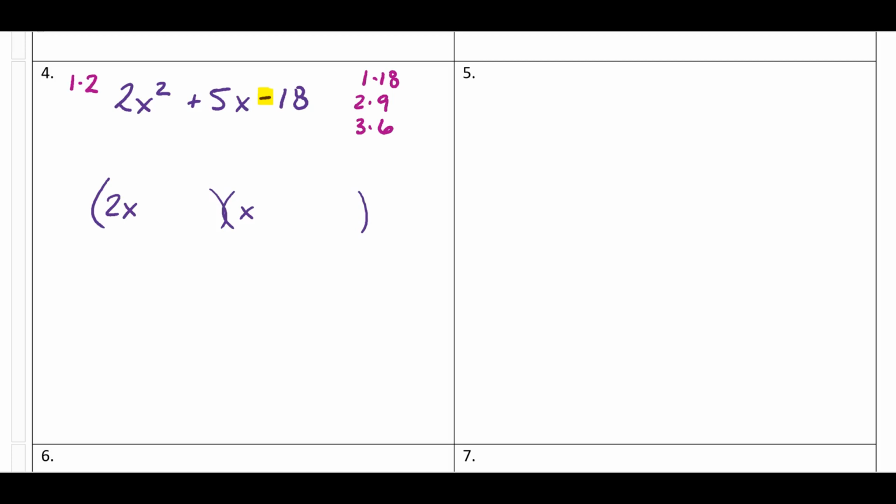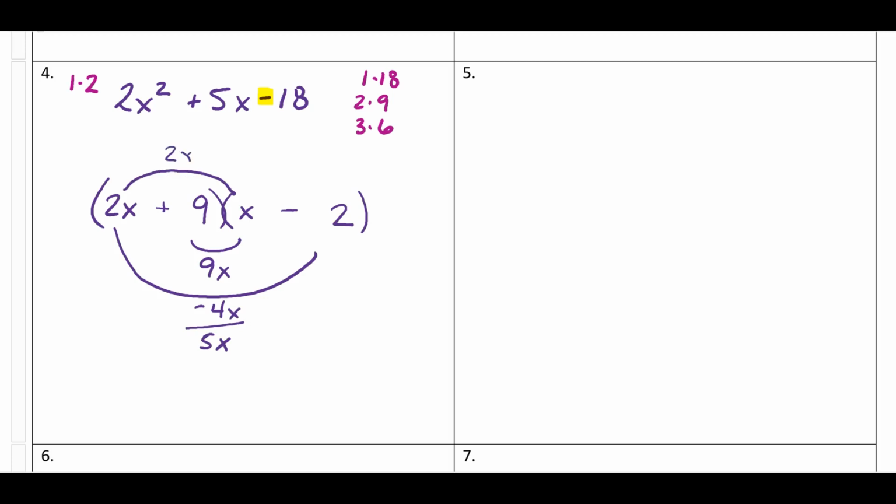So if I try maybe 3 and 6 would be where I started. 2 times 3 and 6, or 2 times 6 and 3. Not quite going to get me there. So 3 and 6 didn't work. However, 9 and 2 do work. Because if I have a positive 9x here and a negative 2 there, I get 9x minus 4x, which adds up to 5x. And then, of course, I'm going to double check.